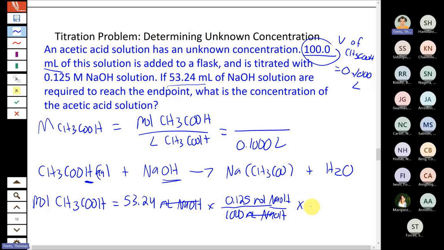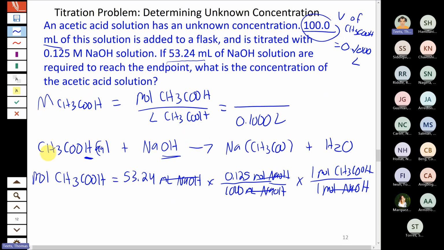Now we can calculate the moles of the other using the coefficients. The coefficients are both 1, so this is a trivial step. 1 mole of acetic acid for every 1 mole of sodium hydroxide. All right, so when we calculate that across, we get 0.00666, ooh, bad number to choose if you're superstitious, moles of acetic acid. Okay, so that's the number of moles of acetic acid that we get.